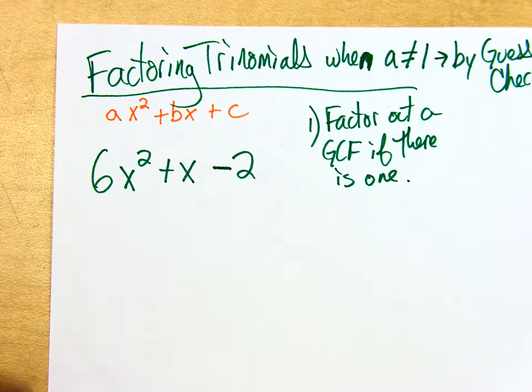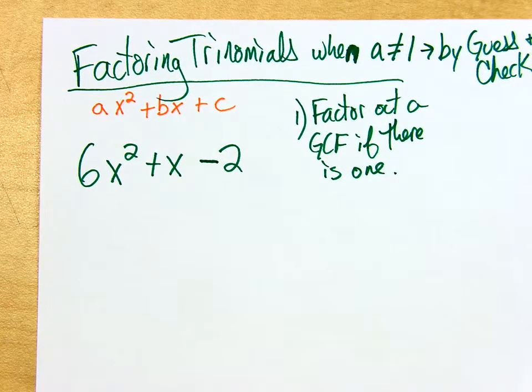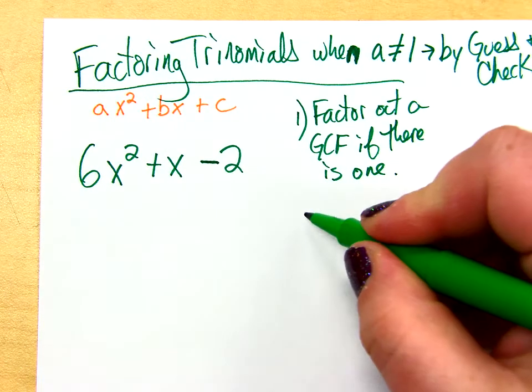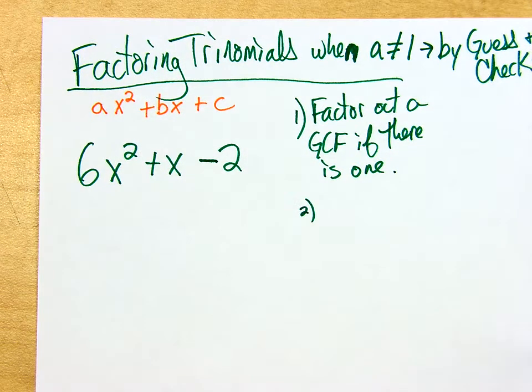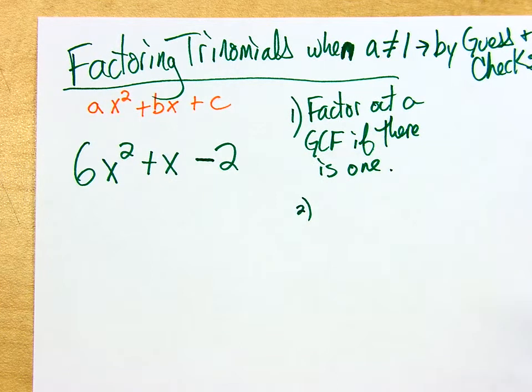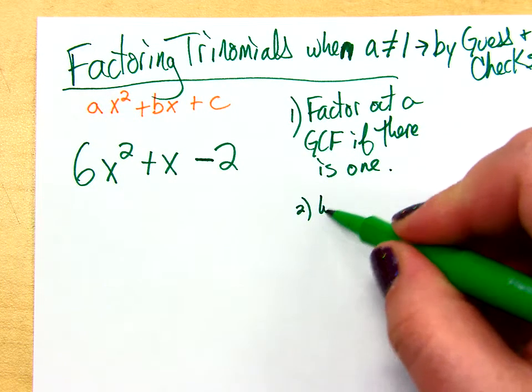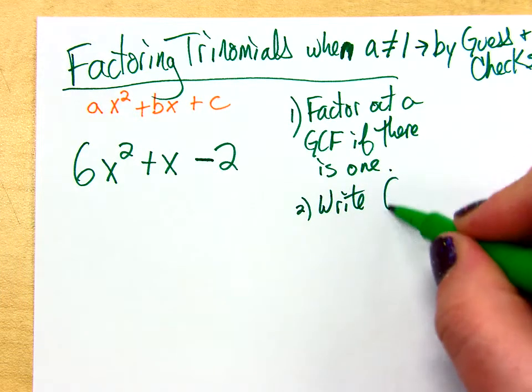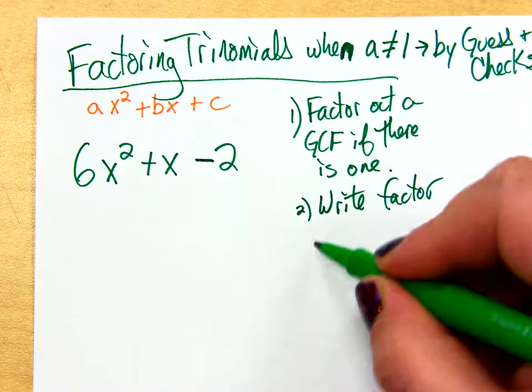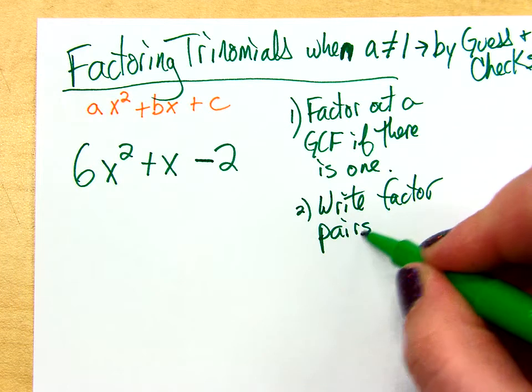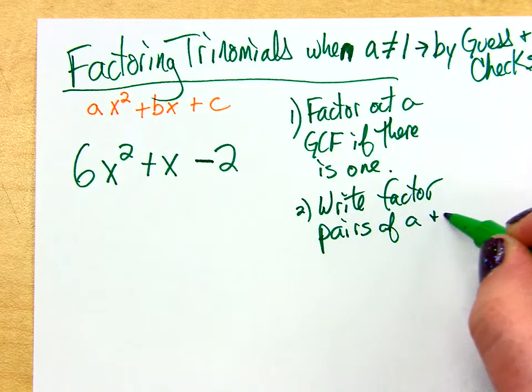Oh, okay. All right, so nothing for me to factor out, but you always need to check, okay? So, step 2. We are going to write all the factor pairs of a and c.